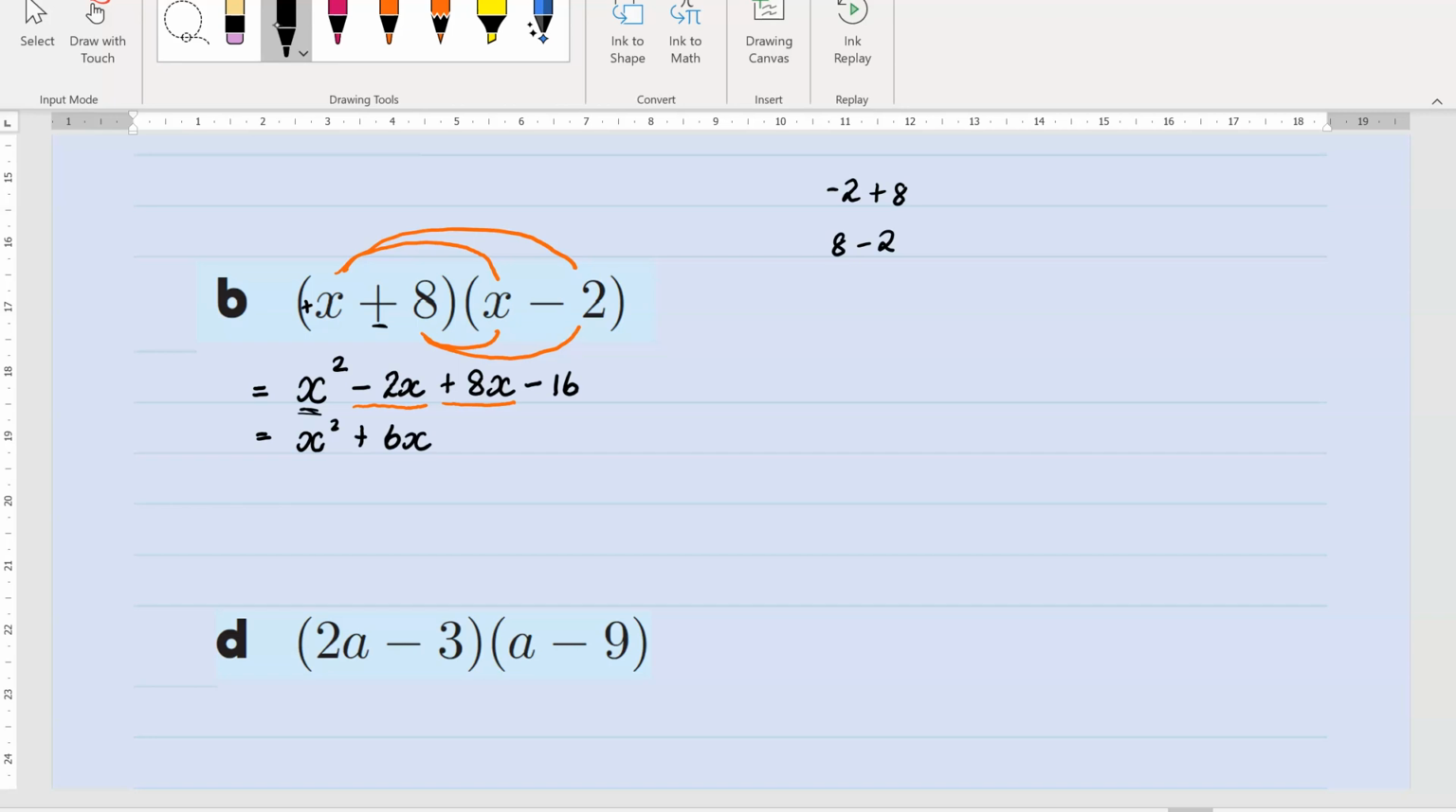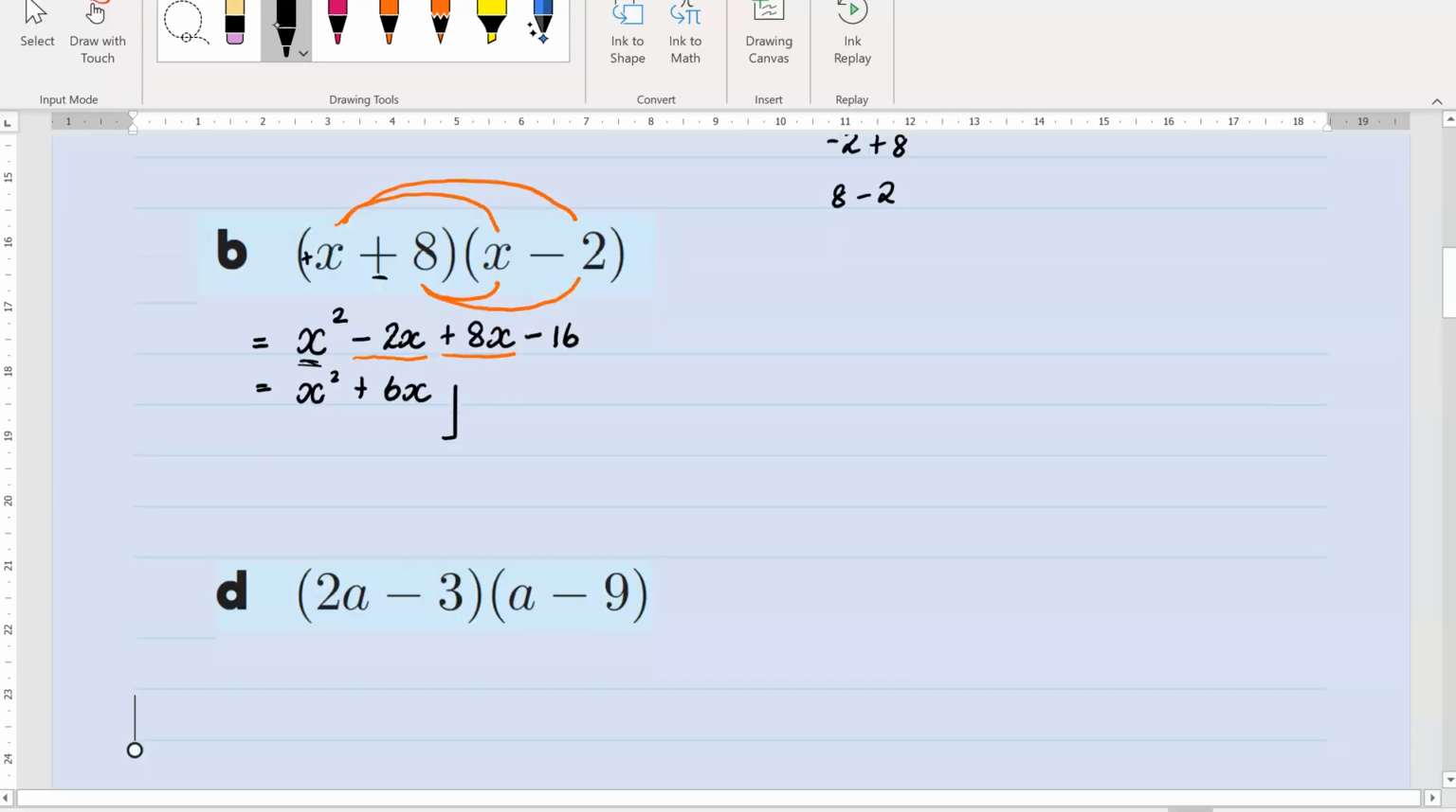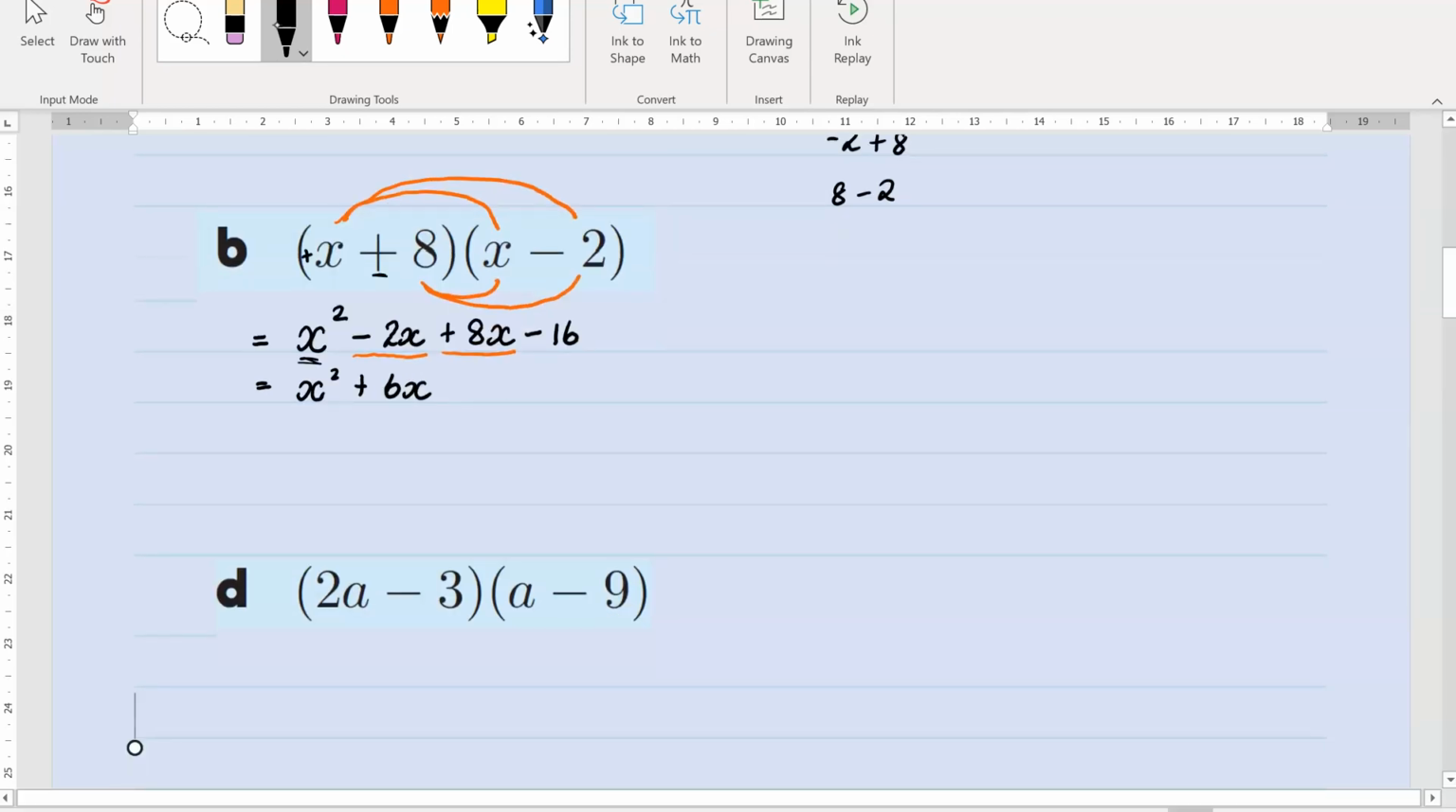And last but not least, we've got our minus 16 there, so that just sits as minus 16. Okay, on to the next one.